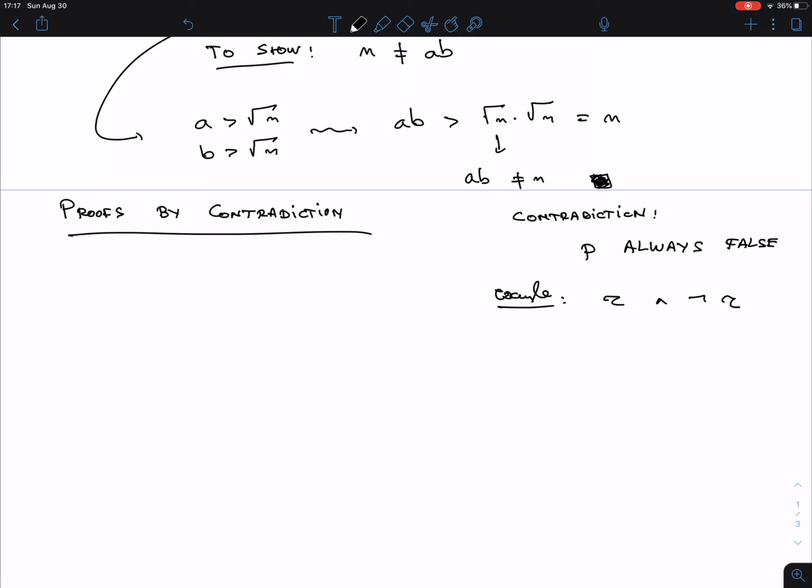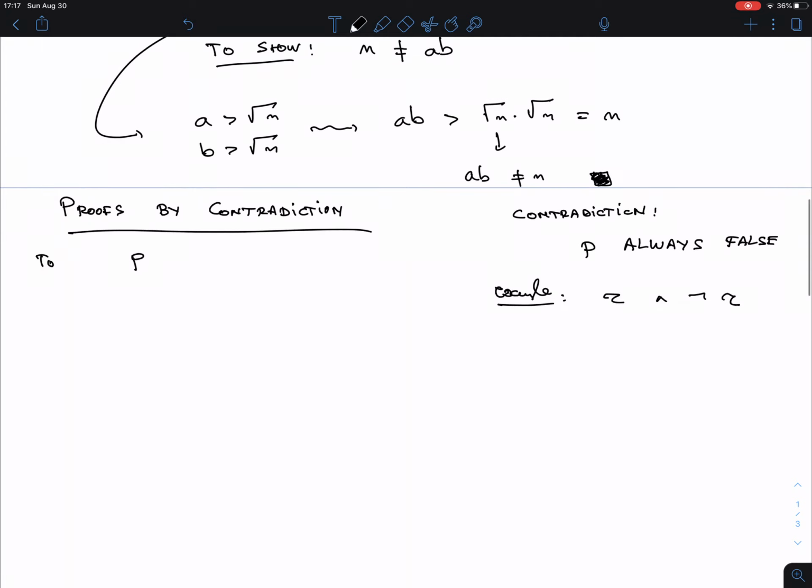And in fact, it is almost always what we will mean when we do a contradiction. So what is a proof by contradiction? How does it work? First of all, it's not only about implications. It can be about anything. Okay, and so what you try to prove is, you're trying to prove a statement P. So to show P. Okay, I'll give an example very quickly, but here it is.